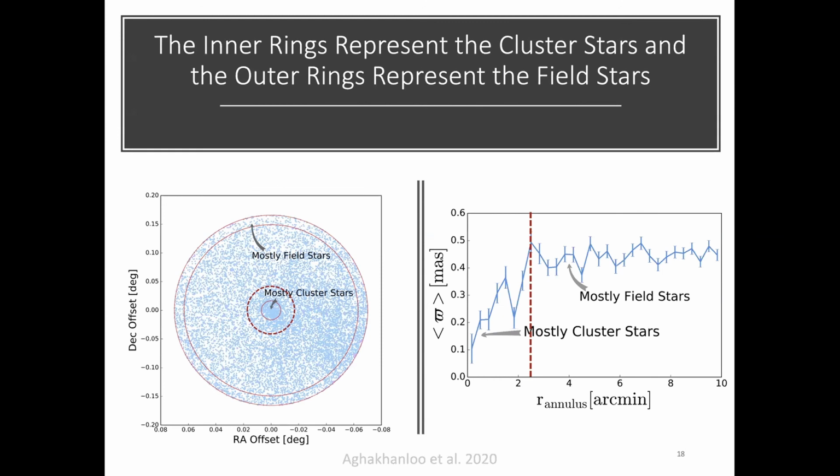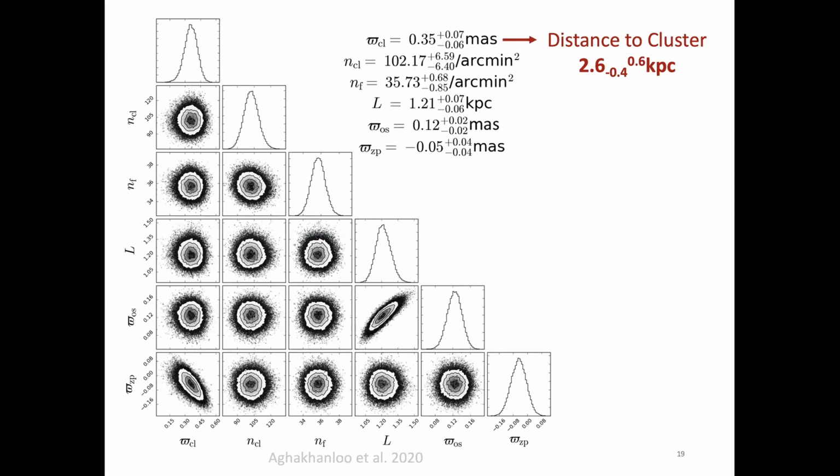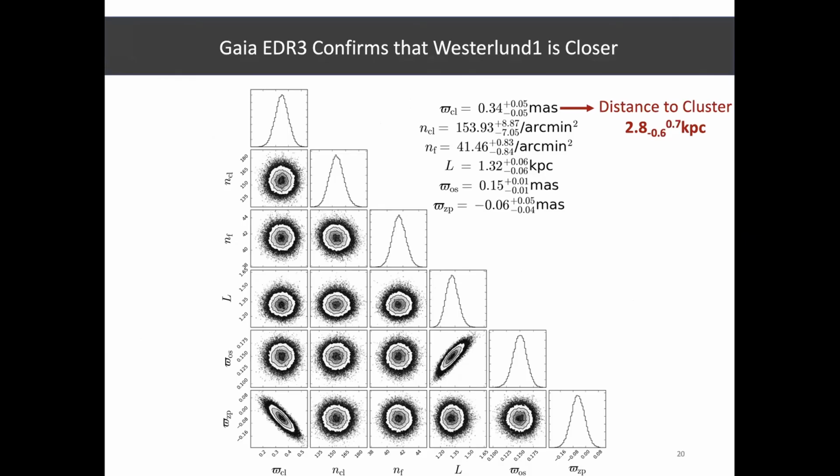So using these stars, we modeled both cluster and field stars. And using the Bayesian inference, we inferred how far away Westerlund 1 is. We inferred that Westerlund 1 is around 2.6 kiloparsec away. And then using the Gaia DR3, we found a similar value of around 2.8 kiloparsec.